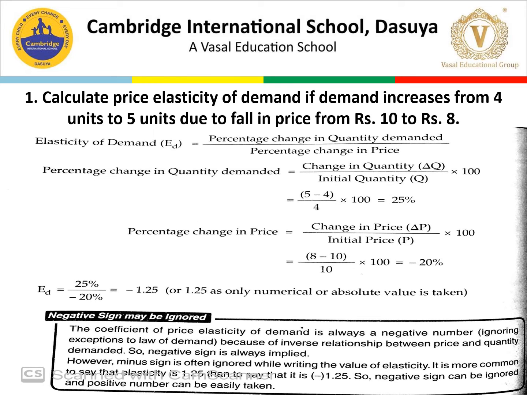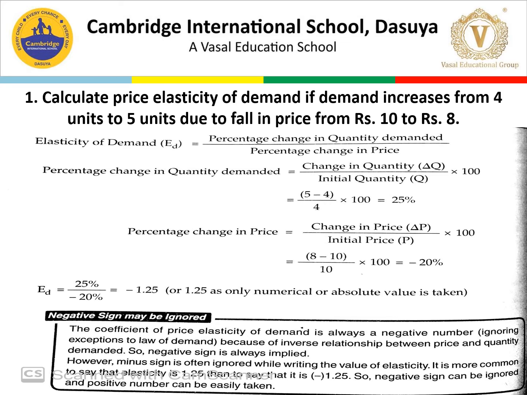Yes. So here is the question. Calculate price elasticity of demand if demand increases from 4 units to 5 units due to a fall in price from rupees 10 to rupees 8. Now we have to find out the elasticity of demand with this. So the formula is percentage change in quantity demanded over percentage change in price. Percentage change in quantity demanded will be calculated with the previous formula: change in quantity, that is delta Q.